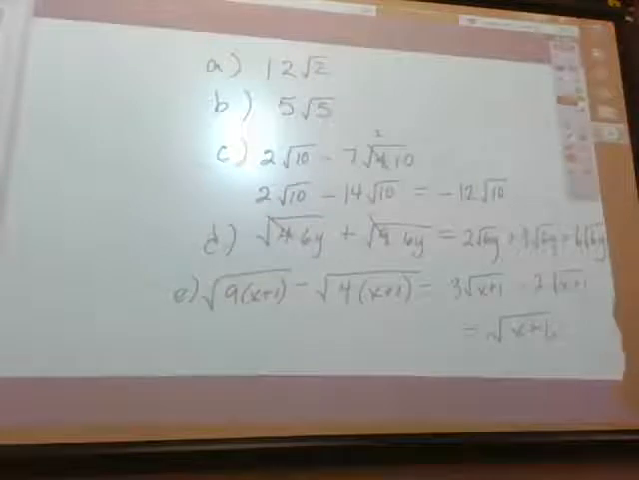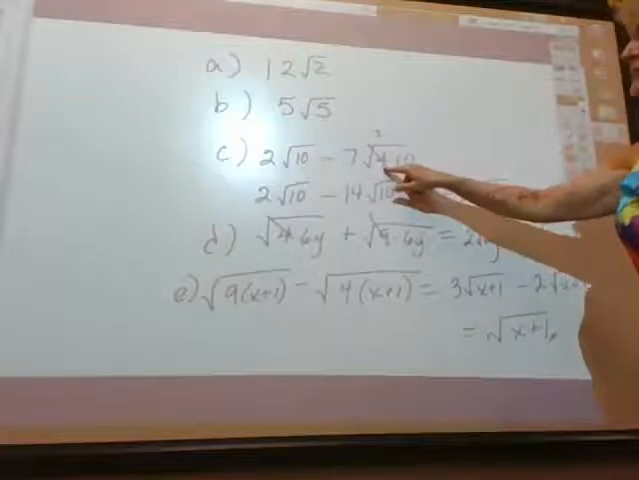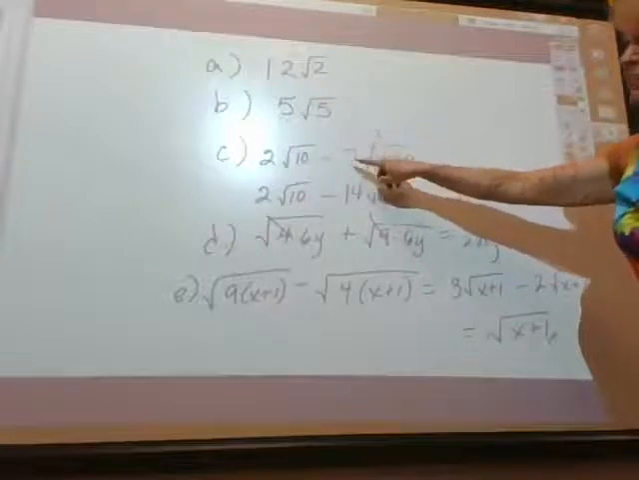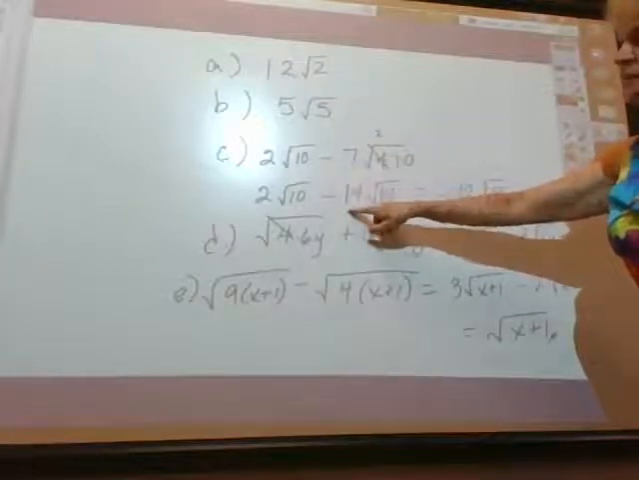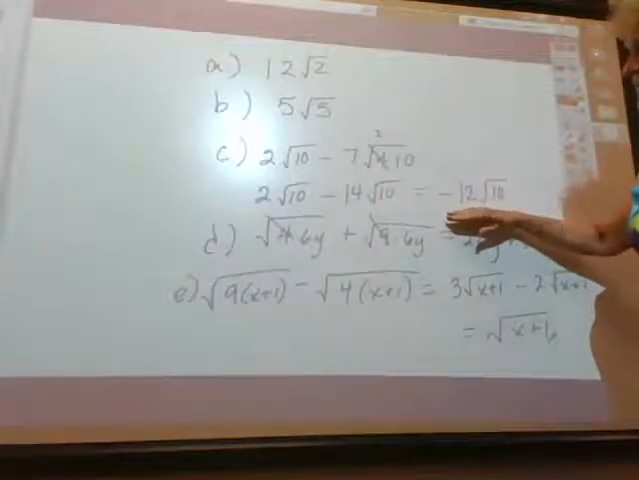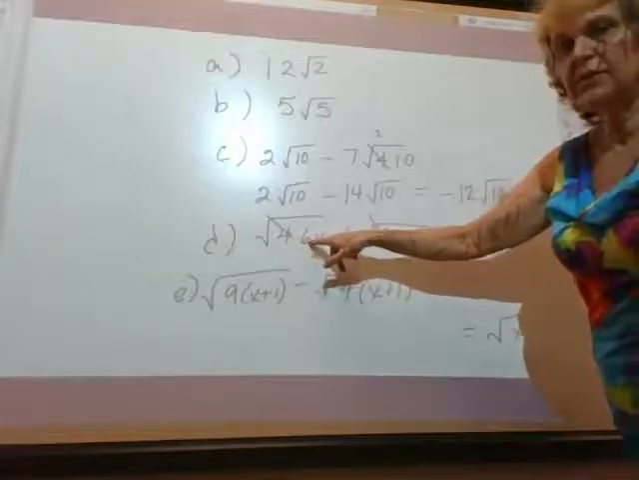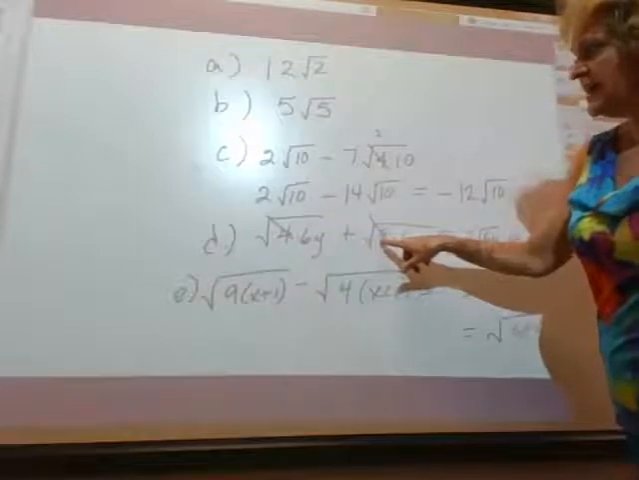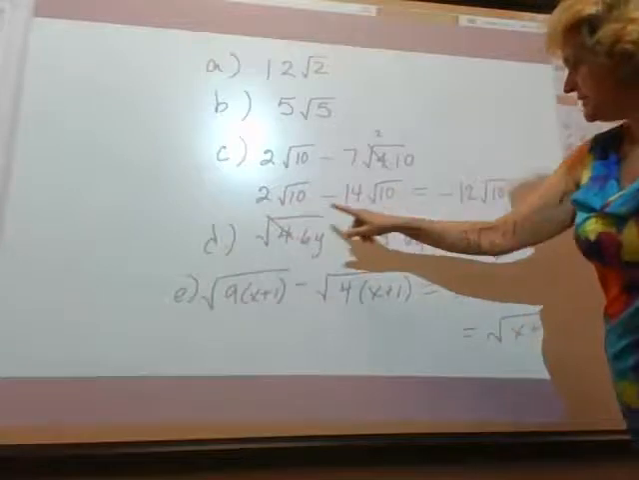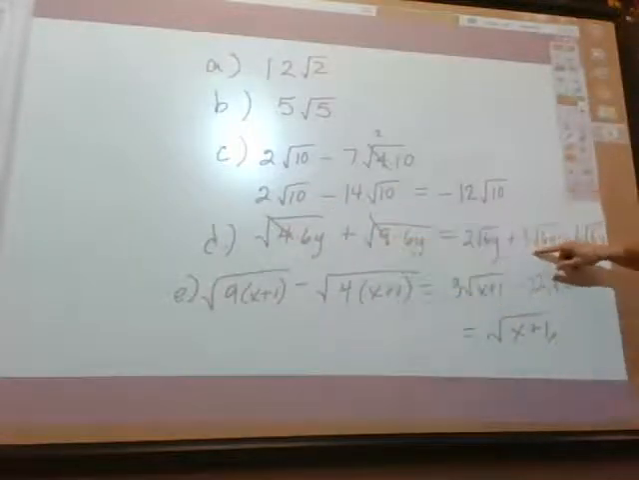So I think A and B are pretty self-explanatory. C, I simplified the 40 as 4 times 10. So the square root of 4 came out as a 2 multiplied by the 7 gives you a minus 14 radical 10. So your difference here is negative 12 radical 10. For D, I simplified 24 as 4 times 6 and 54 as 9 times 6. So the radical 4 is 2, radical 6y. The radical 9 is 3, radical 6y.